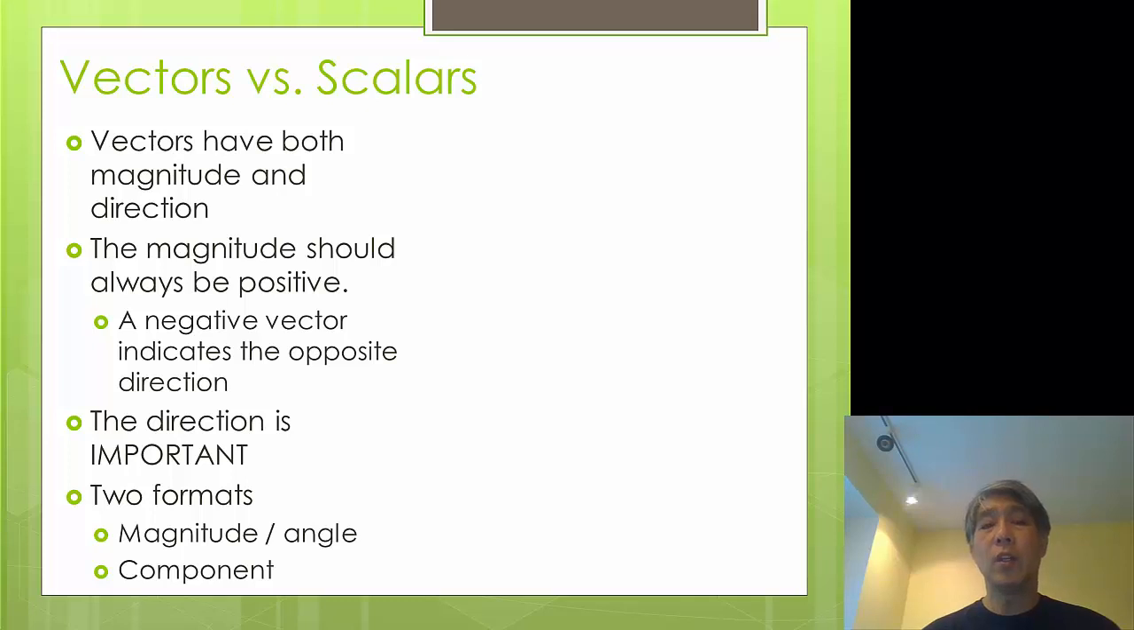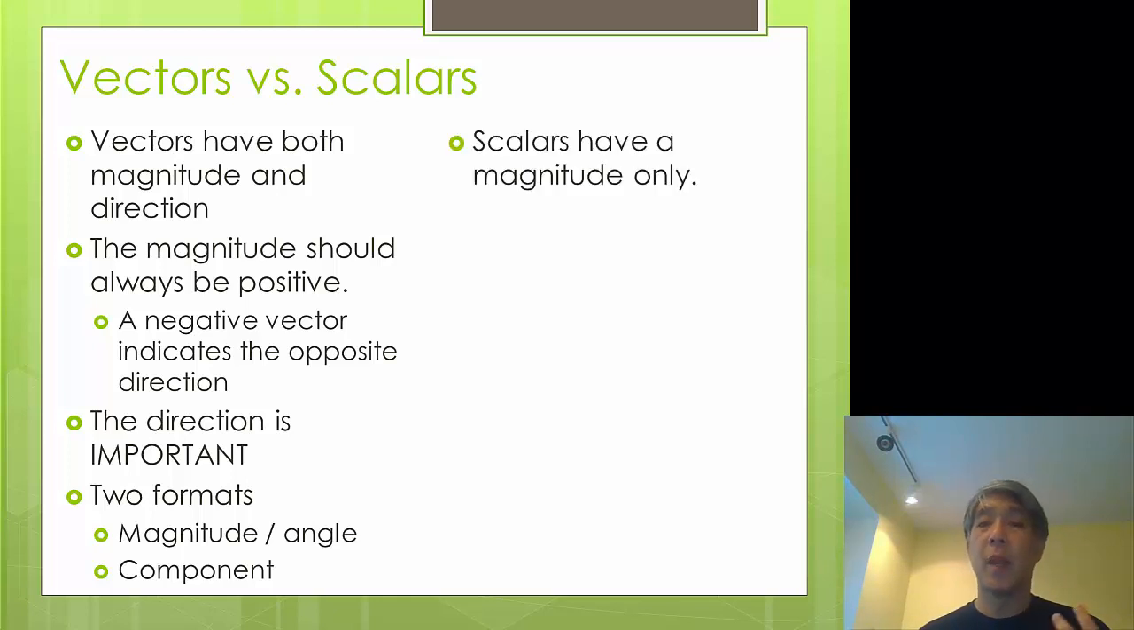The magnitude in general should always be positive. A negative vector simply indicates a positive vector in the opposite direction. Besides the magnitude angle format, we'll also be looking at the component format. How much does this vector point along the x-axis, and what portion of the vector points along the y-axis? That's considered the component format.